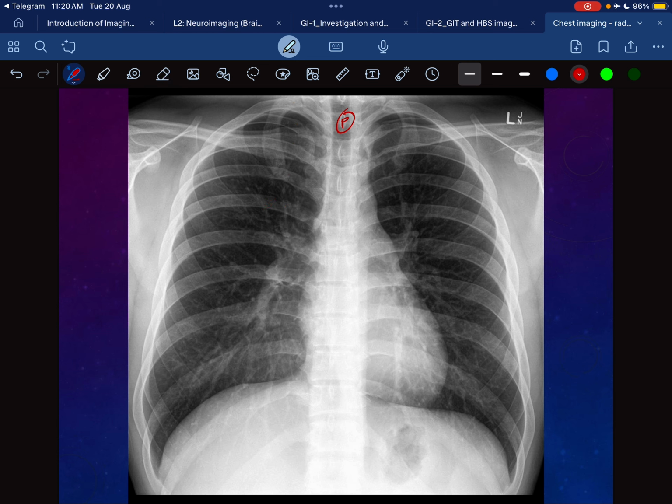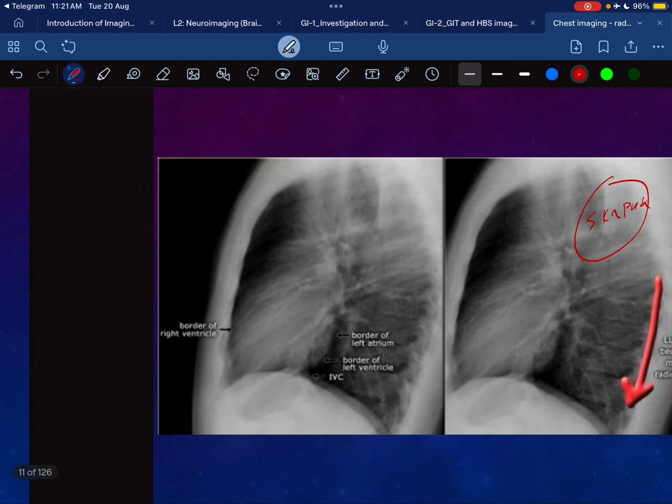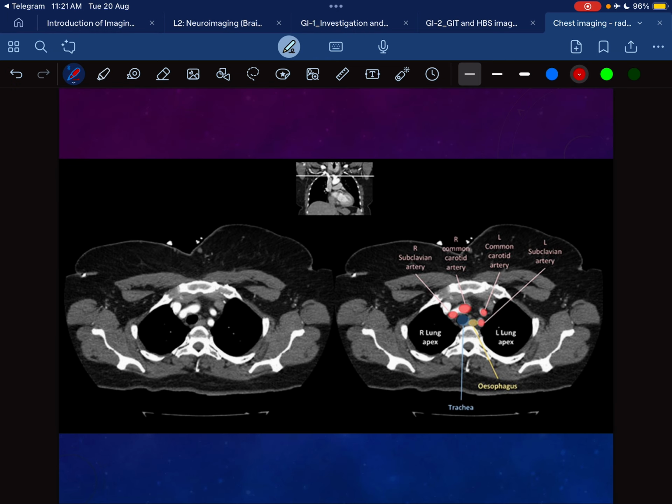Okay. What is this called? CB angle. Fantastic. What's this border? What's this one? Aortic knob. Which one? This one? Stomach. Stomach bubble.